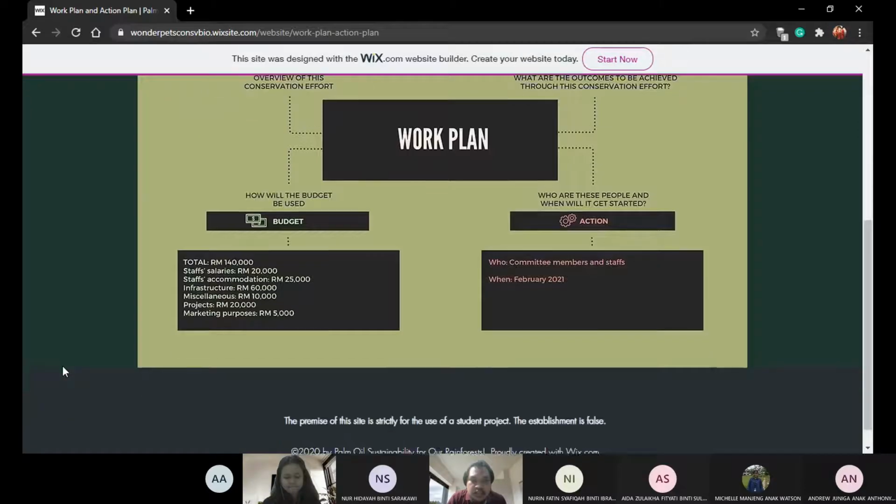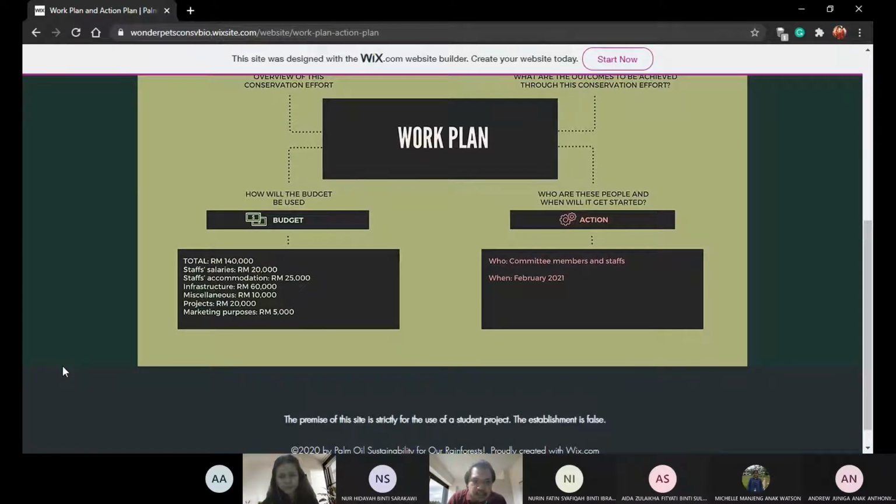So next is the budget allocation for our project. The overall total is 140,000 ringgit. That includes staff salaries, staff accommodation, infrastructure, miscellaneous projects, and marketing purposes. And for our action plan, who will be involved in our project? It is the committee members and staff, and it starts in February 2021.